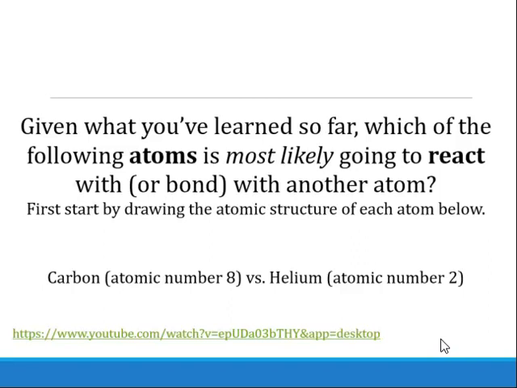So we know that carbon has the atomic number of 8. So if there are 8 protons, that means there are an equal number of electrons. So in this case, carbon with the atomic number of 8 will have 8 protons and 8 electrons. Helium, having an atomic number of 2, again, atomic number represents the number of protons, and the number of protons equals the number of electrons, so the number of electrons for helium is also equal to 2. So which one is more likely to react with another atom?